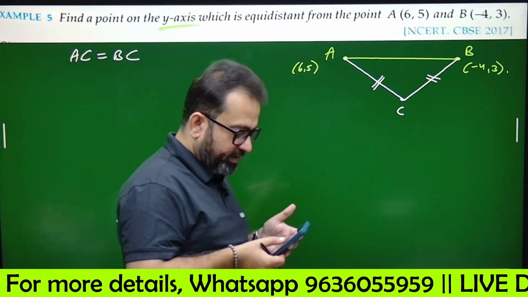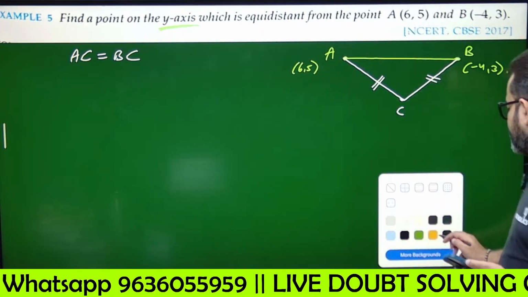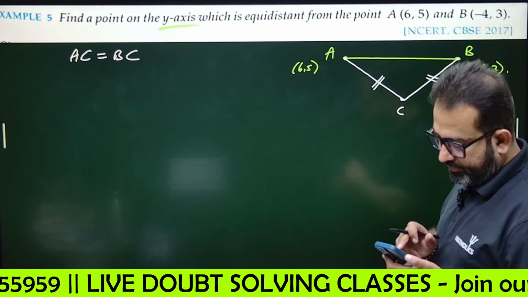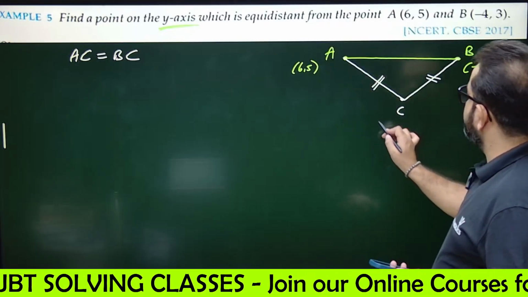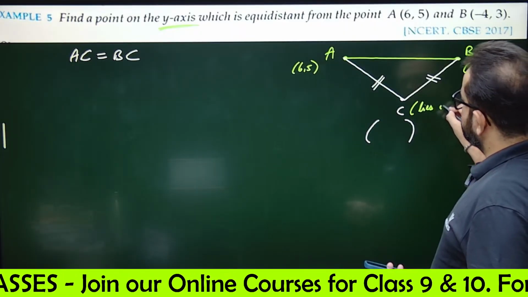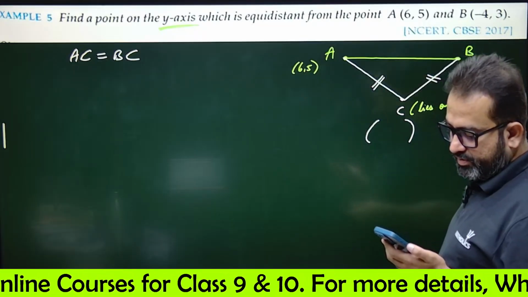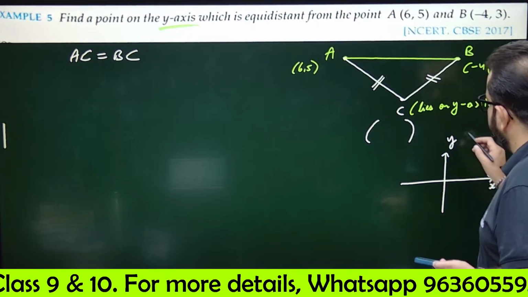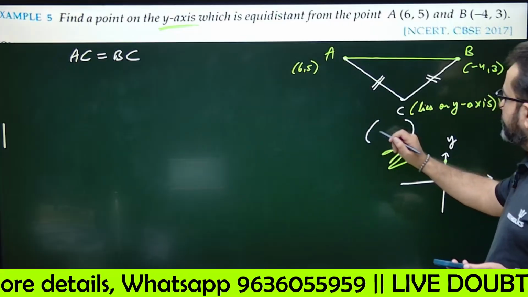But this time, where is this point lying? This is lying on the y-axis. Tell me, what can we do? Coordinates of this point will be what? C lies on the y-axis. Okay. Which coordinate will be 0? All the points which are on the y-axis have which coordinate 0?